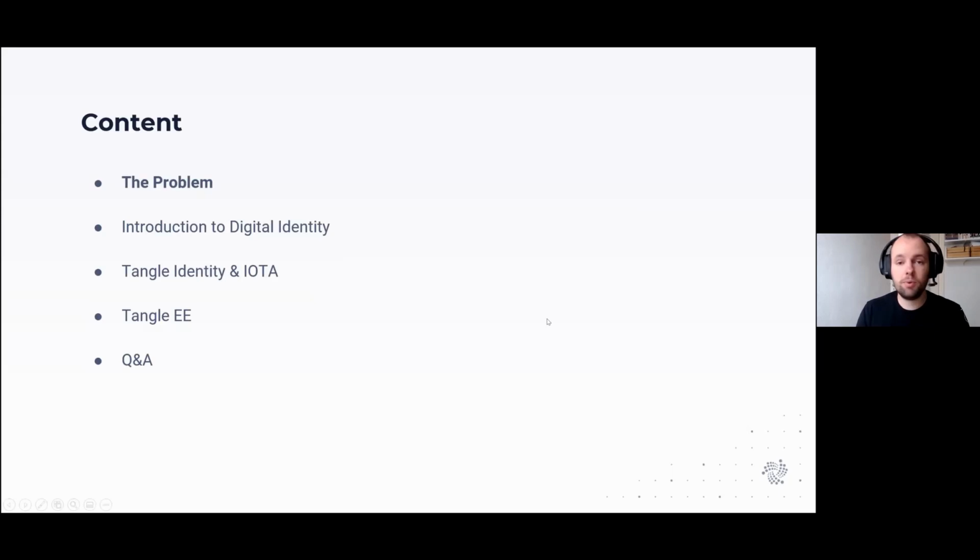So I'll go through the problem, then I'll introduce the solution, which is digital identity. Then I'll deep dive a little bit into the actual Tangle identity implementation and IOTA as a background technology. And then lastly, we'll dive slightly into the Tangle EU working group, which is hosting this project.